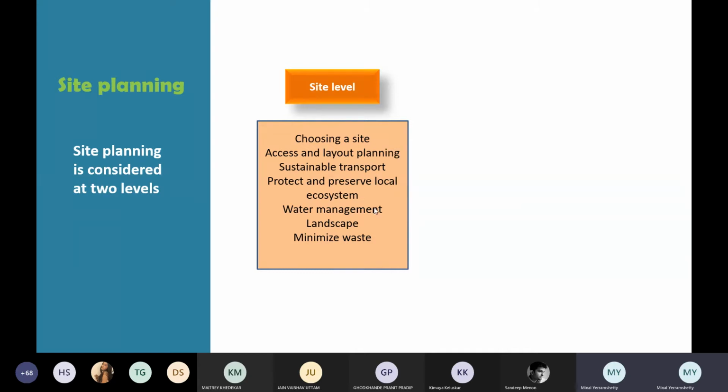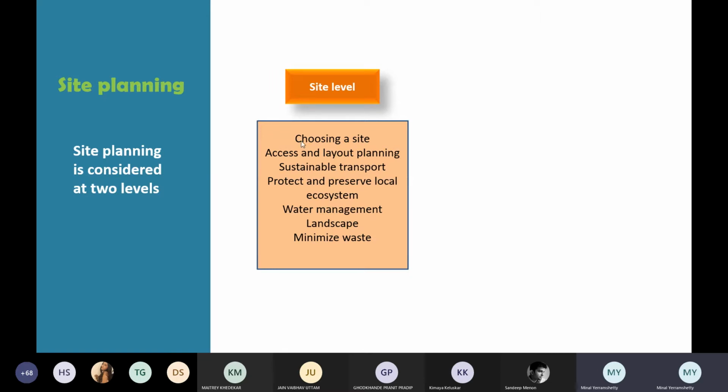It should not be some far-off place where I have no option but to take a cab. It will be difficult for people to come there, so choosing a site is equally important, right? Some of you might be taking a heritage site, or a rural area. The concern might be there, okay, but at the same time you need to figure out, if this is not there, then what you need to do as an architect or as a planner to go ahead. Okay, water management, landscape, minimize waste.